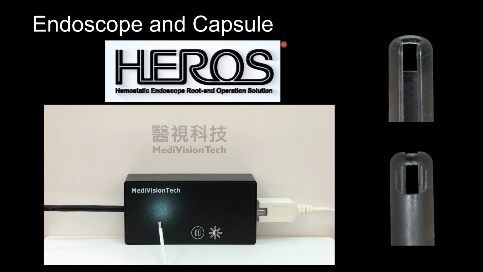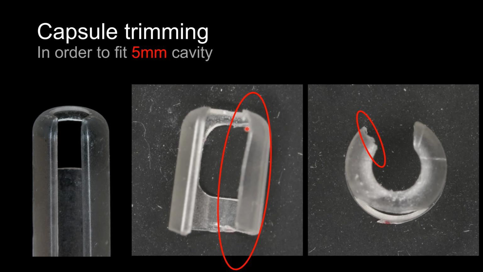In these cases, I also use the endodontic endoscope and the capsule. I only use the capsule in this system, which is called AEROC. It's short for hemostatic endoscopic root-end operation solution. It was invented by Dr. Tsai in Taiwan. This capsule is 6 millimeters in diameter, so I create a 5 millimeter cavity.